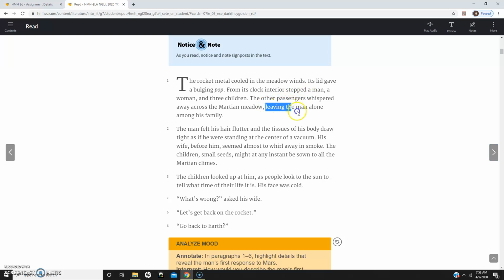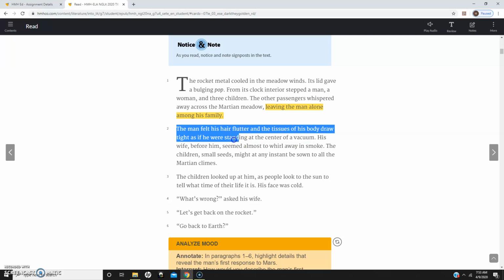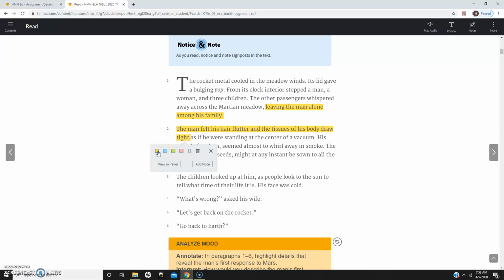I am going to highlight this last little part of paragraph 1 right here. So it's kind of setting off the mood, leaving the man alone among his family. He's standing there, trying to take in everything in front of him. I'm going through the first sentence here: "The man felt his hair flutter and the tissues of his body draw tight." That means there's a sense of nervousness or something like that, so I'm going to highlight that part too. And some other things I'm going to highlight.